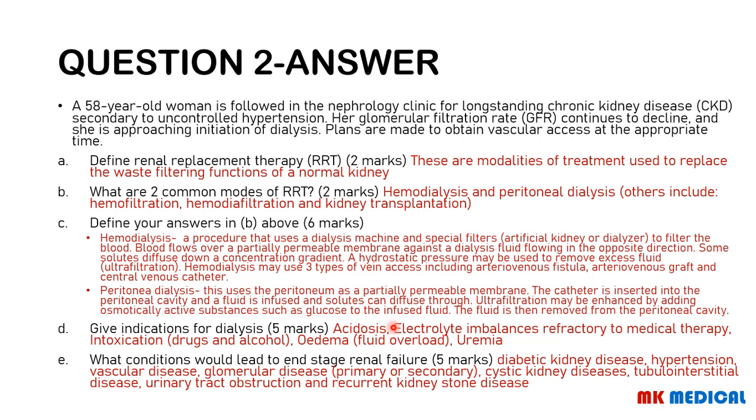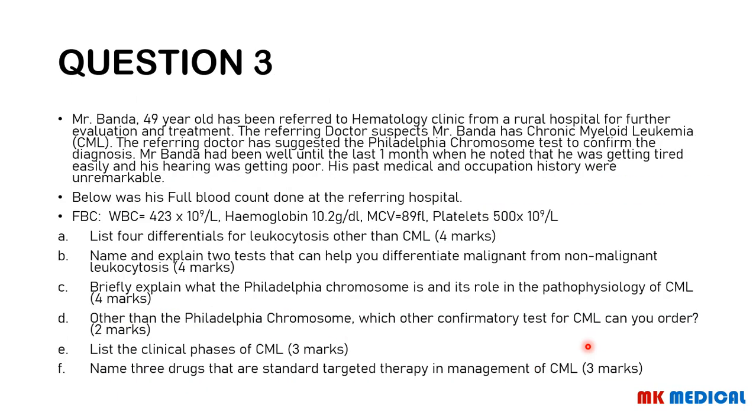Then of course, what conditions could lead to end-stage renal failure? There are many. It could be things like diabetic kidney disease, hypertension, vascular disease, glomerular disease, which may either be primary or secondary, cystic kidney disease, tubulointerstitial disease, urinary tract obstruction, even recurrent kidney stones can cause end-stage renal failure. Moving on to question 3.